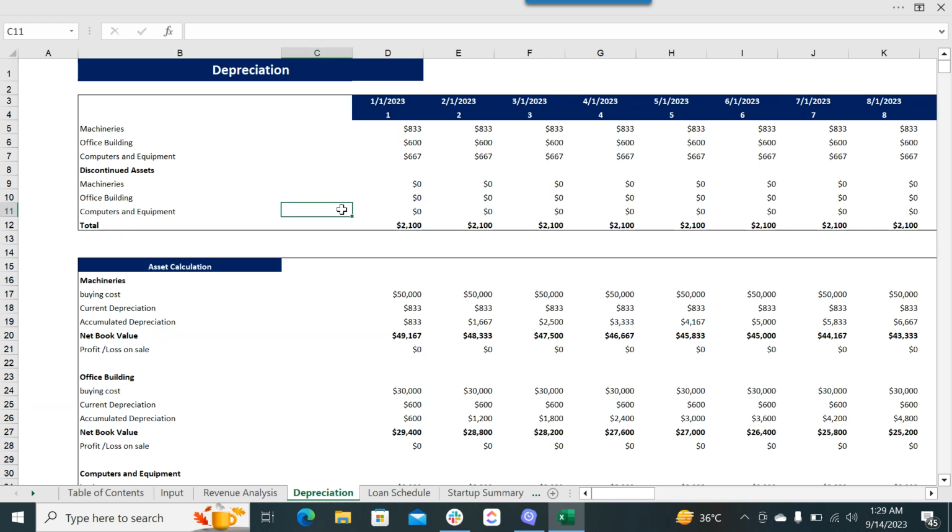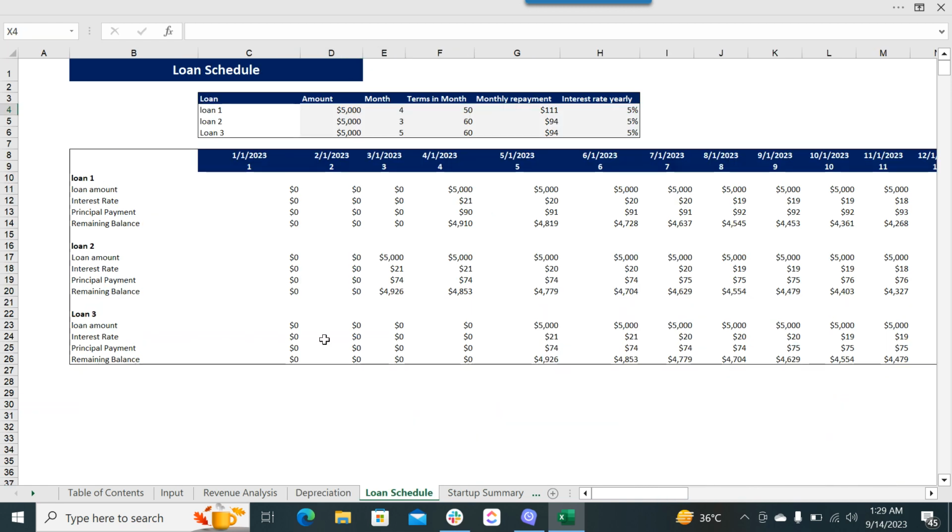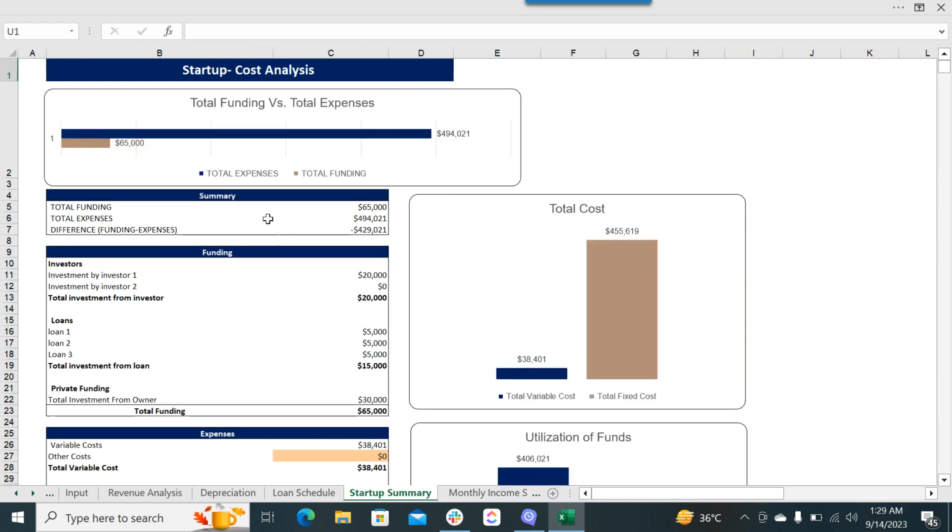Then we have this depreciation schedule to see our capex and the increase or the decrease in the assets, or there will be the depreciation. Then we have the loan schedule, in which you will see how much interest we are going to pay and how much remaining portion of the installment will go into the principal payment. Then we have the startup summary.